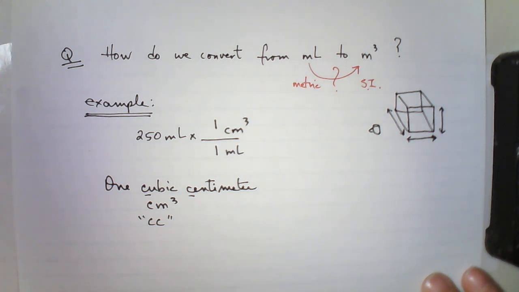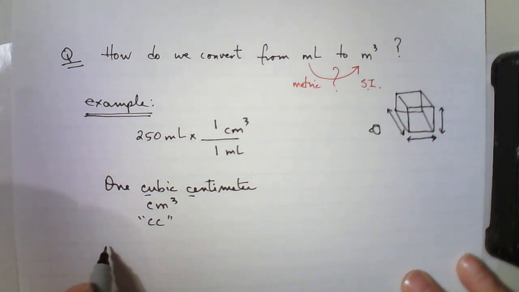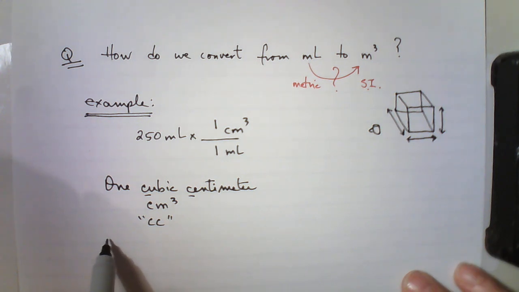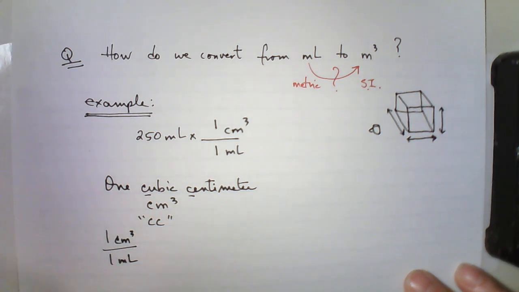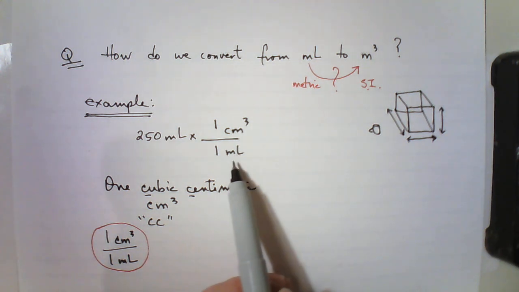So this is something that we need to know, and as a reminder, I will put something like this on a data sheet whenever we have a test. I will remind you that 1 centimeter cubed is 1 mil. So this will just be written along with some constants, somewhere on a data sheet. You need to know how to use it. So here we go, right here.